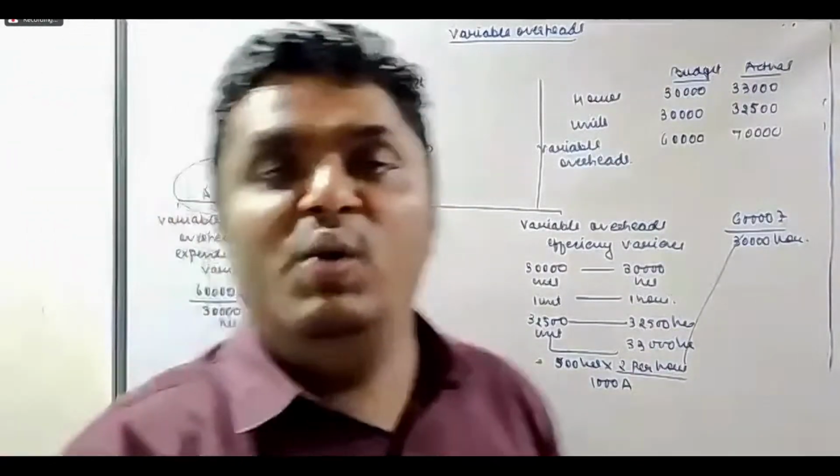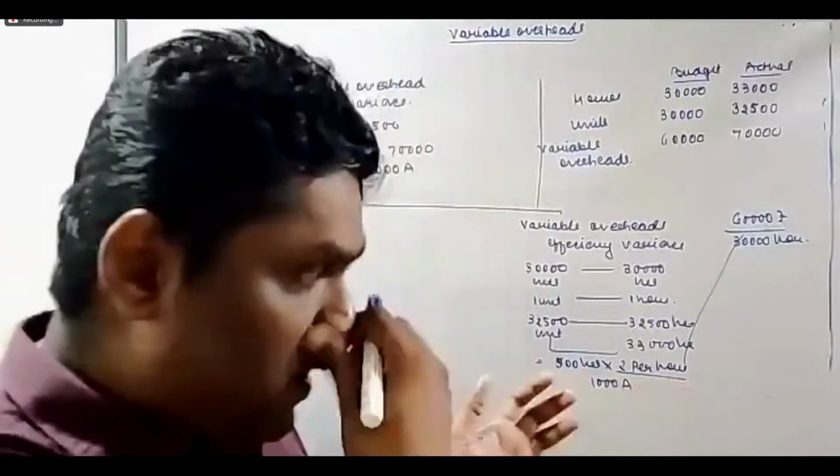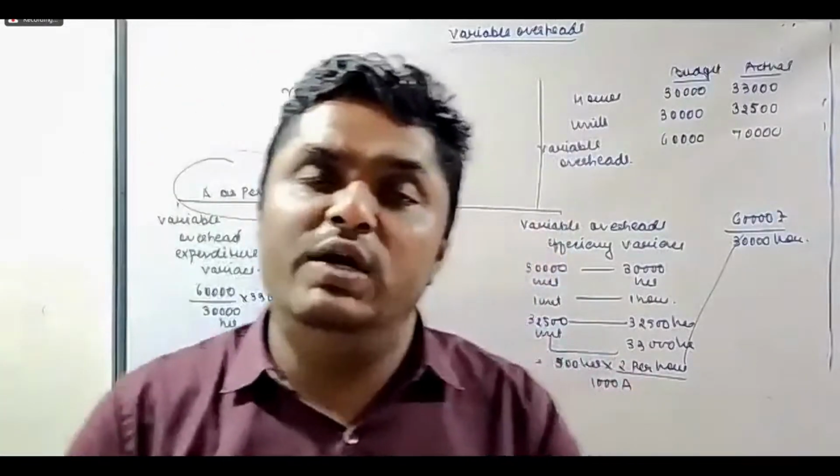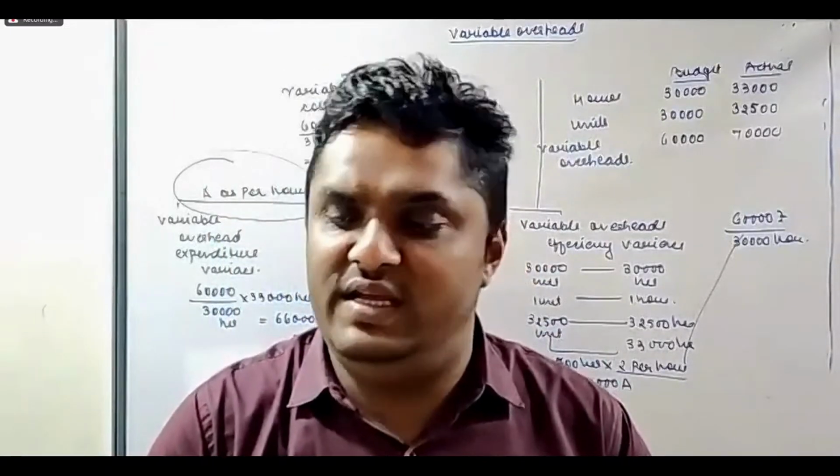That's it. This is all about variable overhead. It's the easiest part of the chapter. When talking about variable overhead variance, there are only three variances: cost variance, expenditure variance, and efficiency variance.